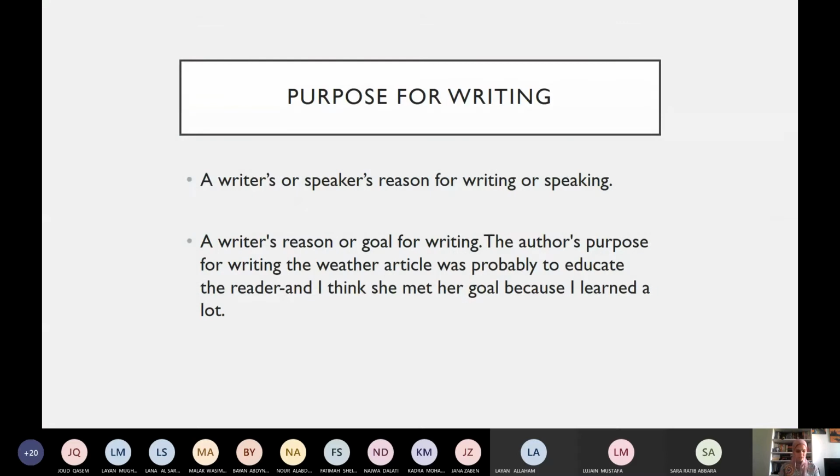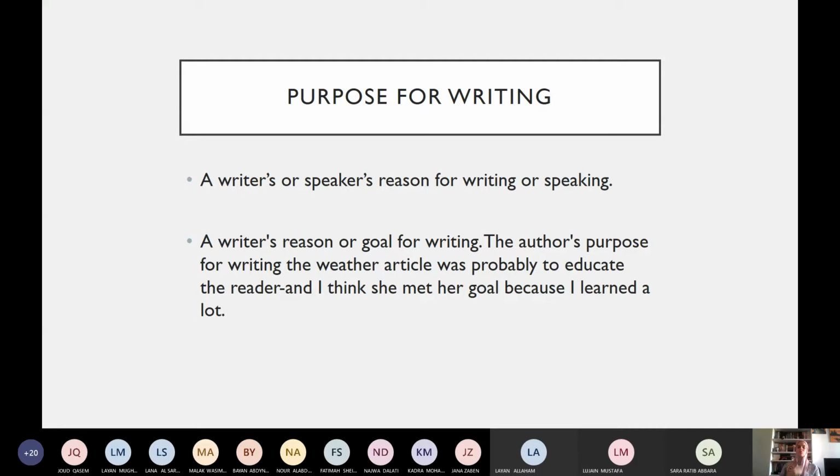Then we have the purpose for writing. Number two, the purpose: a writer's or speaker's reason for writing or speaking. Why the author wrote this excerpt or this story or this dialogue or this article. Anything written in the world has a purpose. The book in front of us, why is it written? To inform us, maybe to entertain. These novels, why are they written? Some to entertain, some to inform, some to persuade. There are reasons for authors to write any writing, even advertisements.